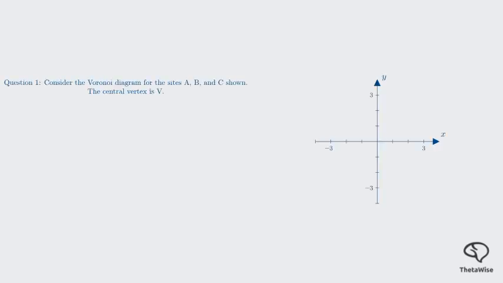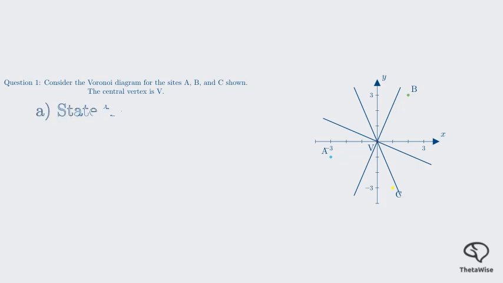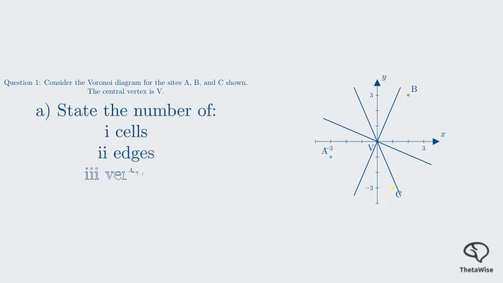Now that we've covered the main topics, let's test your understanding with some IB-style practice questions. Question 1 will reinforce your ability to interpret a Voronoi diagram. Here's the problem. You are given a Voronoi diagram for 3 sites, A, B, and C. The central vertex is V. The first part asks for the number of cells, edges, and vertices.